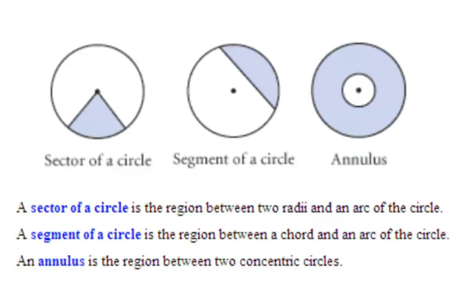A sector of a circle is the region between two radii and an arc of the circle. You can see in the diagram, we have one radius, two radii, and an arc on the circle. Everything in between those is the sector.